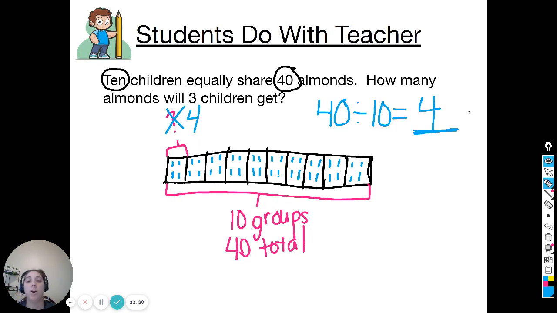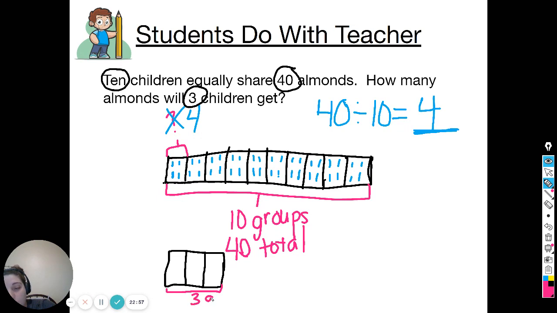Part 2 says, how many almonds will 3 children get? So we have to figure out how many just 3 of those students or children will get. So let's make our second tape diagram, and there's 1, 2, 3 groups ends right here. So we're going to line up our tape diagram so it takes up the same amount of space as our top one. We're going to break it into those 3 pieces. Okay, I'm going to label it 3 groups.